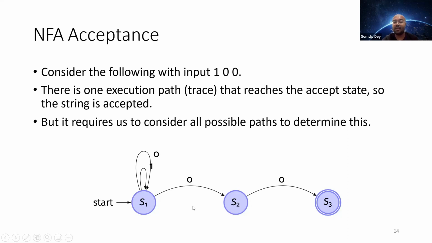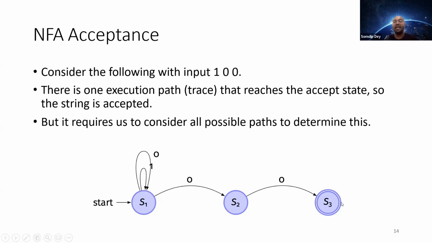However, let's take another set of transitions where the machine, instead of remaining in itself, goes through 1, so it remains in the same state. The next one is 0. Instead of remaining in the same state, it moves to S2. And the next is 0, so it changes the state again to S3. Now this is a valid string because it has reached the accept state.